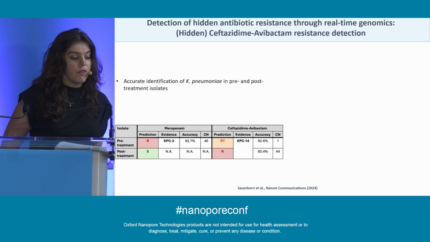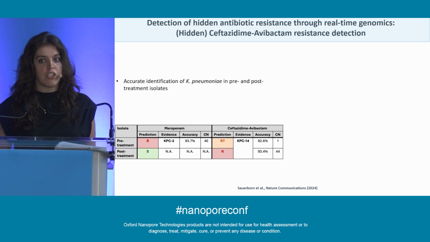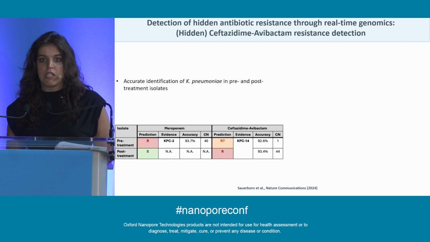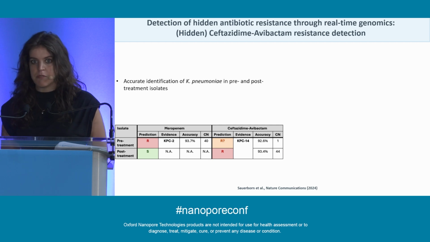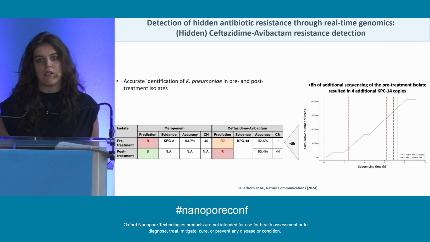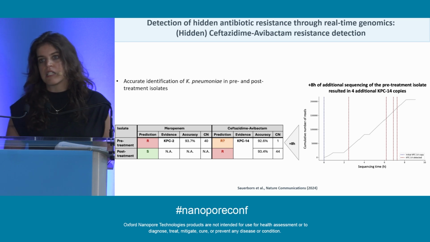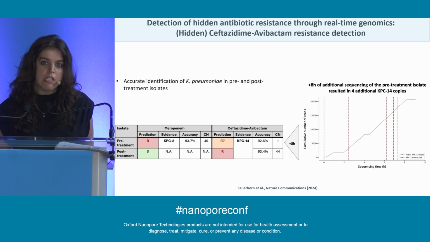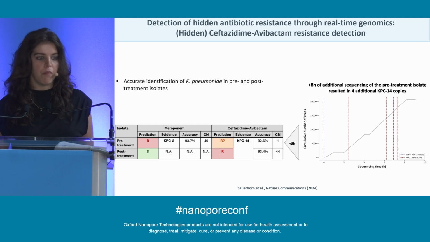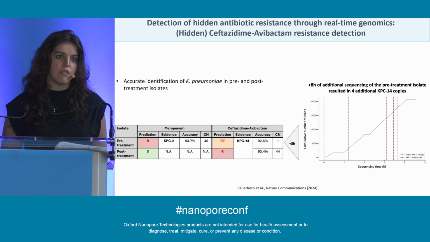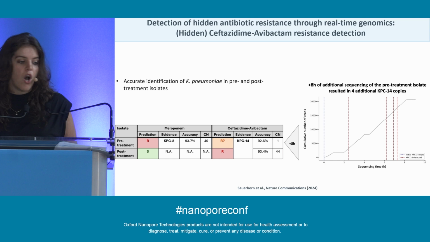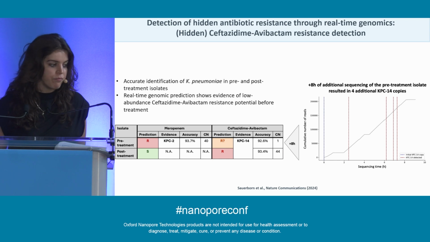Now, crucially, when looking at the pre-treatment isolate, actually, we found one alignment of the same KPC14 gene already in the pre-treatment isolate. Now, to simulate the adaptive nature of nanopore sequencing in the clinic, we sequenced this pre-treatment isolate even more deeply to see if this KPC14 copy is confirmed. And indeed, with 8 hours of additional sequencing, we detected 4 additional copies of KPC14 on the pre-treatment isolate already.